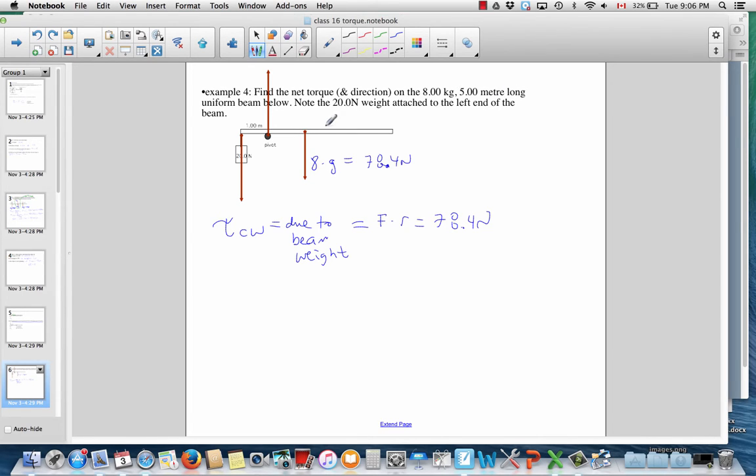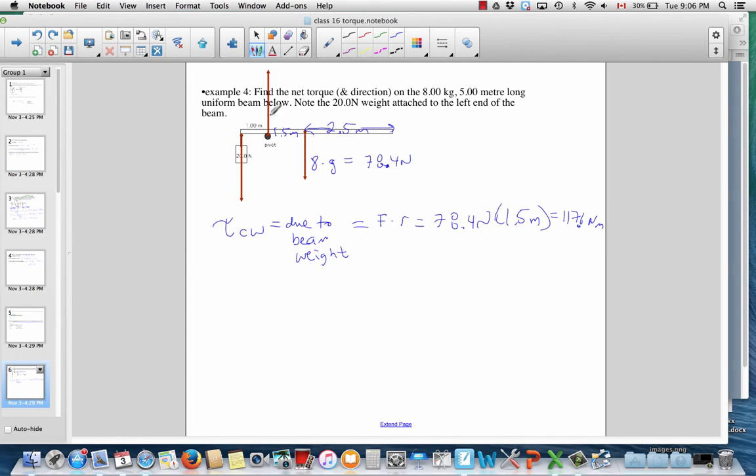Now, this is a 5-meter long beam, and gravity acts on average at the center, i.e., we know that the center of mass, this point right here, is 2.5 meters from the end. Well, we need to know the distance to the pivot point. By subtraction, we know that'll be 1.5 meters away. And so multiplying this force by this distance, we get 117.6 Newton meters of clockwise torque.